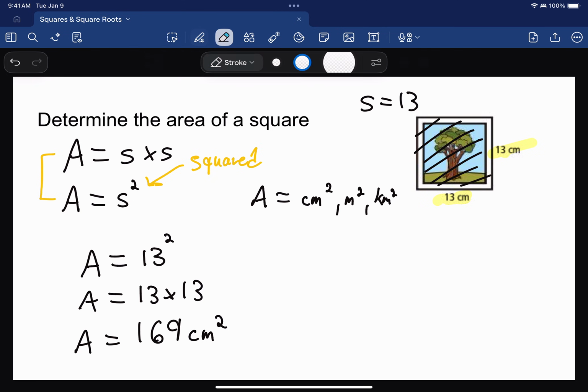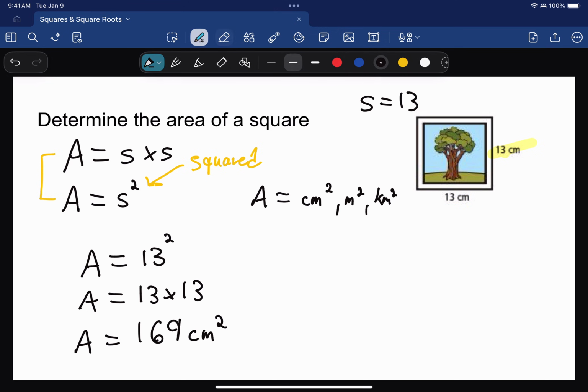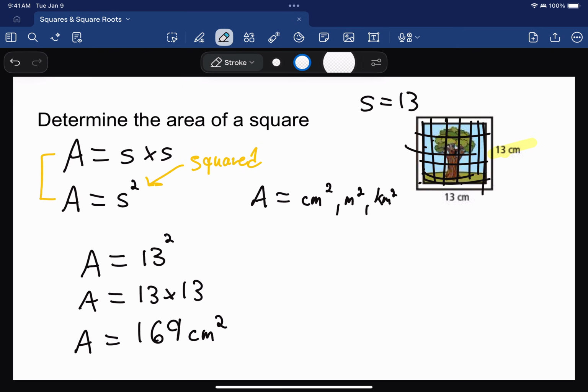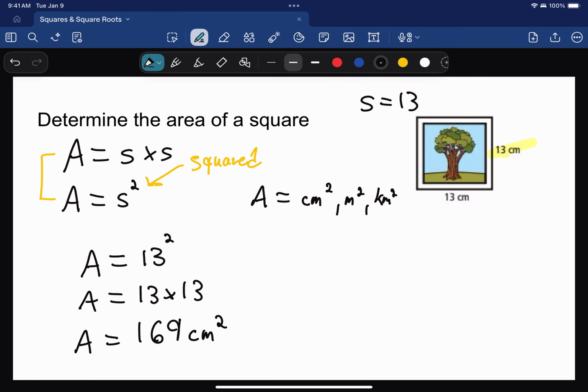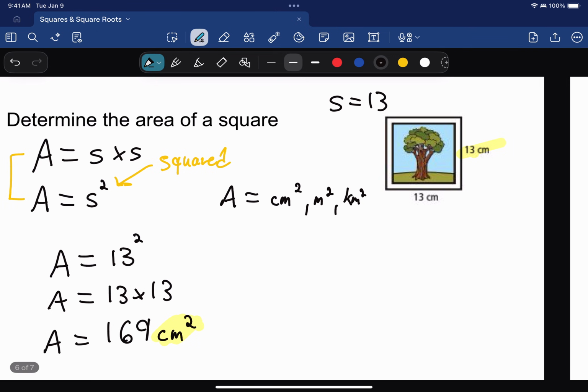Okay, so you can almost imagine as if you divided this thing into a grid, right? Like this grid. And we have 169 little squared centimeters inside of there. So that's kind of how you can think of that. So area is always in centimeters squared. So remember that when you're writing your answers for area. Okay, so I hope that is clear on how you determine the area of a square. You just plug in your side length and you multiply it by itself.